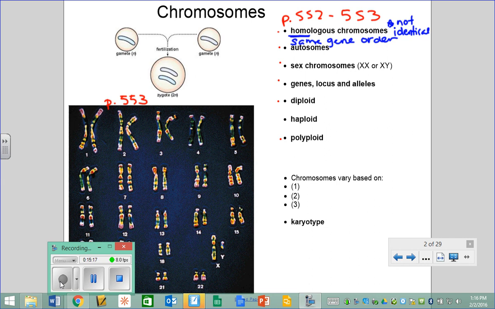The second word on the list is autosomes, and the best way to describe what an autosome is is to say what it isn't. You have, as a human, 22 pairs of autosomes. An autosome, then, is all of the chromosomes that you have except your sex chromosomes.